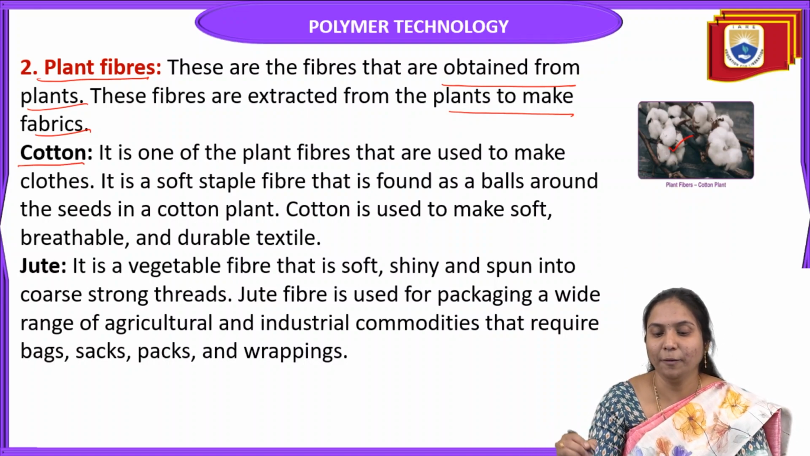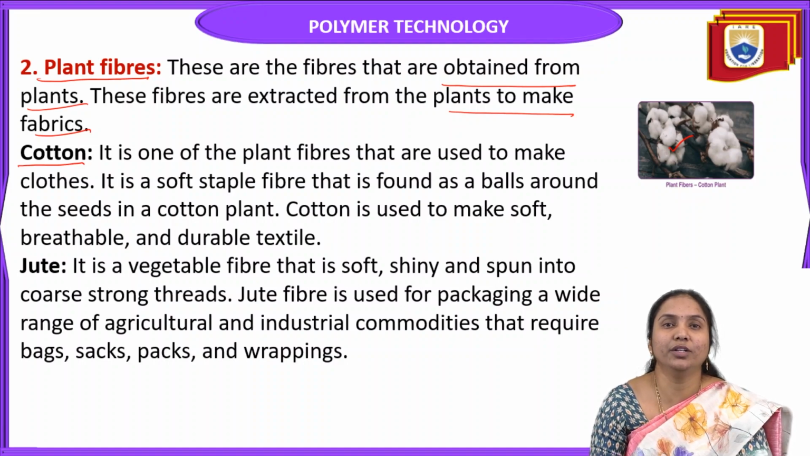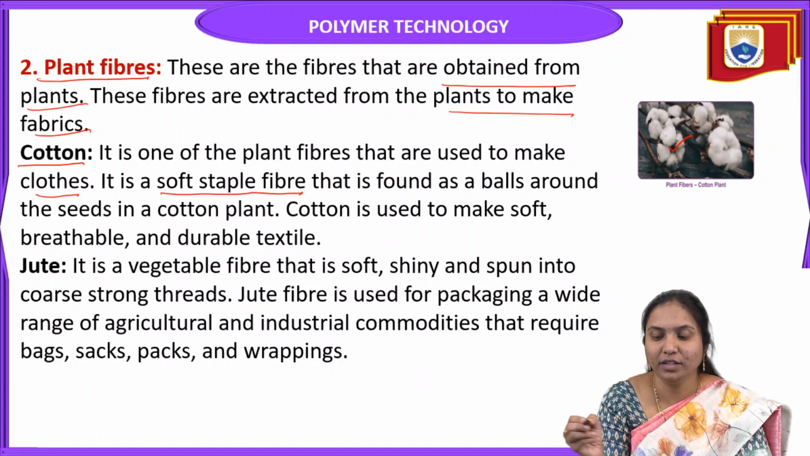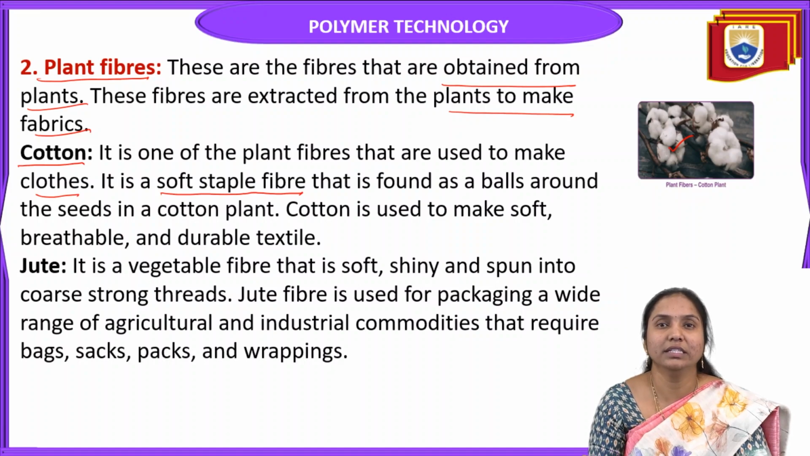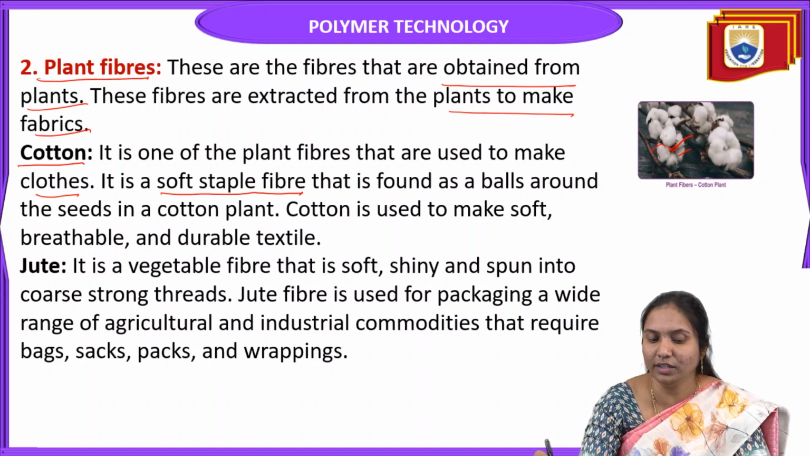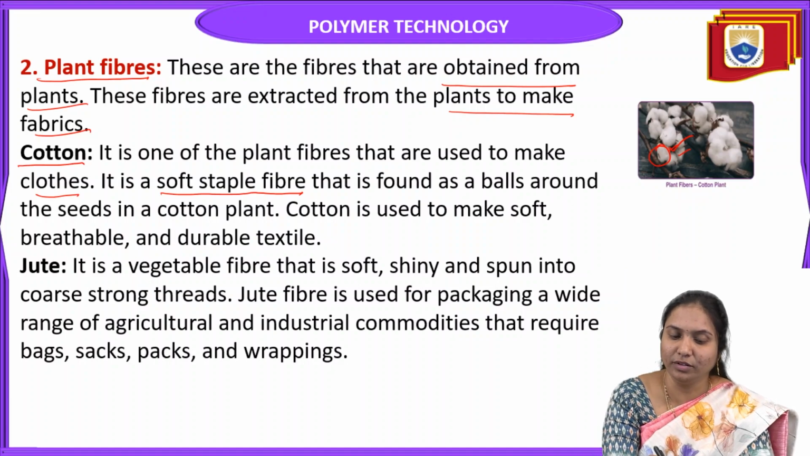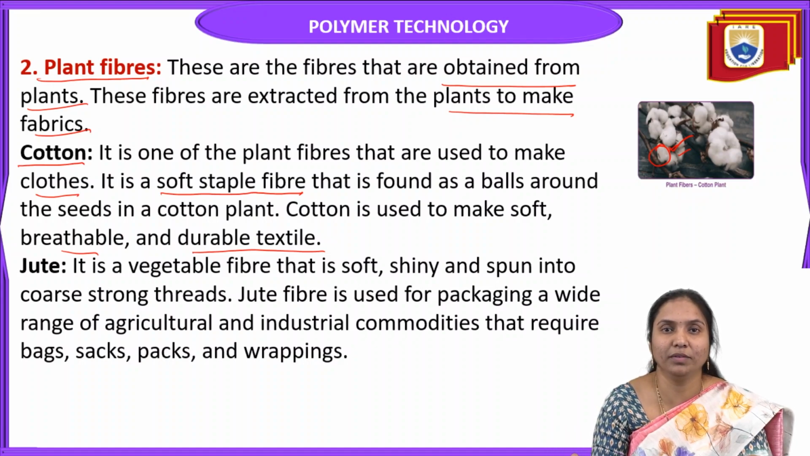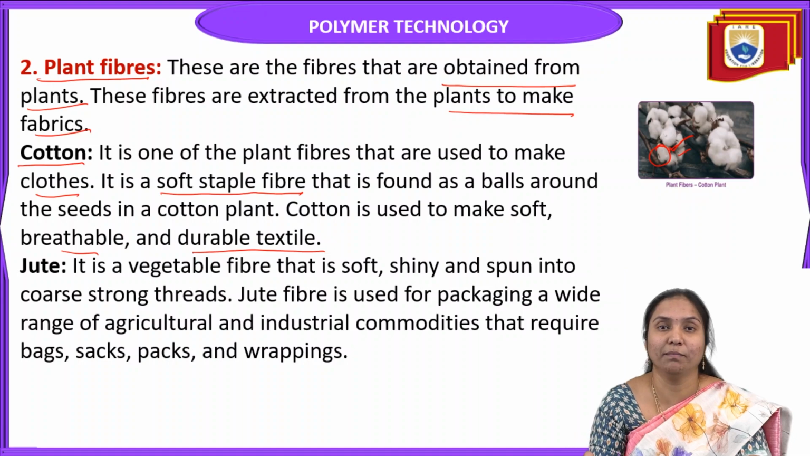So cotton is one of the plant fibers used to make clothes. It is a soft staple fiber that is found as balls around the seeds in a cotton plant. See this image, it clearly shows that. Cotton is used to make soft, breathable and durable textile, most preferred in summer seasons, though we use it in all seasons.